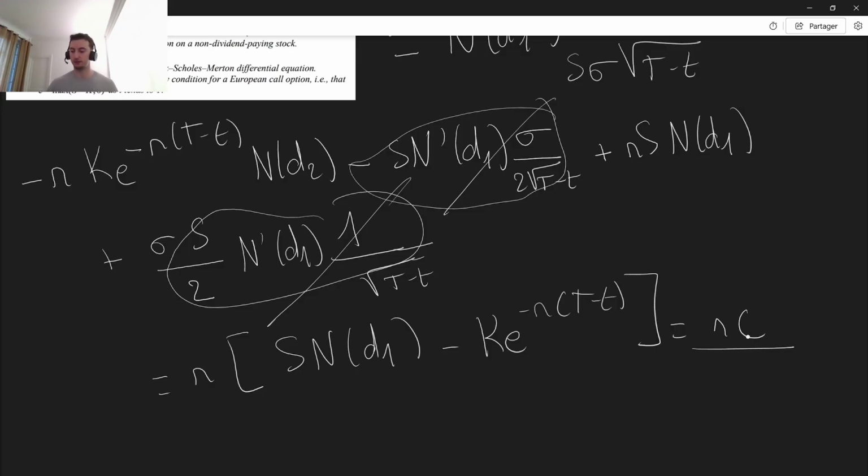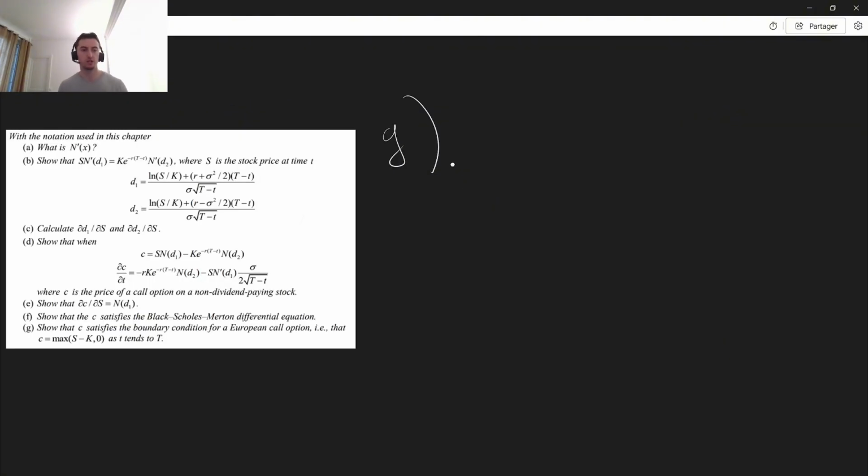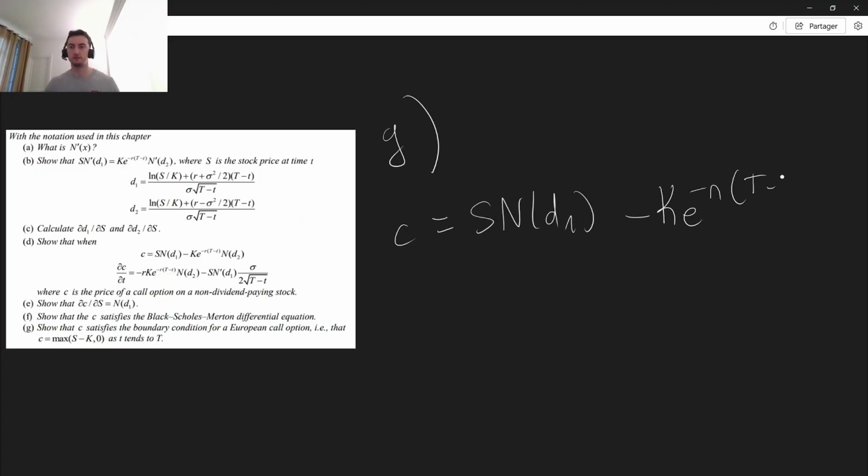And now we'll just go to the last question. Question G: show that C satisfies the boundary condition for a European call option as t tends to big T, the maturity. So how do we do this? Well, we just need to compute limits. So we use the formula here: C equals S N of d1 minus K exponential of minus r (T minus t) N of d2.